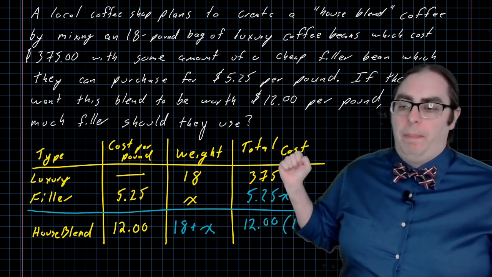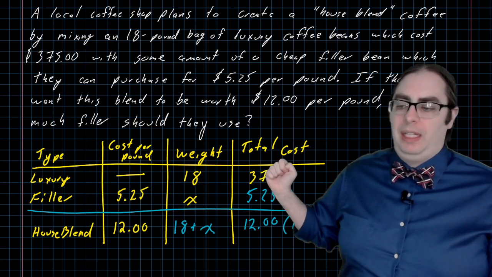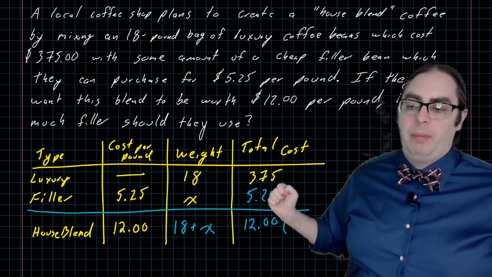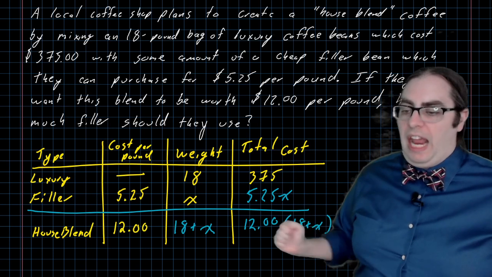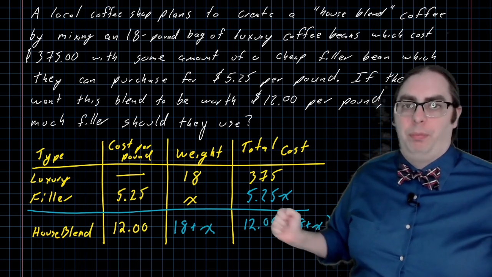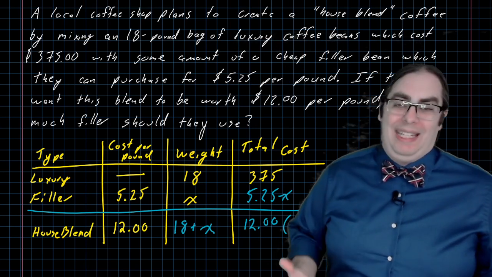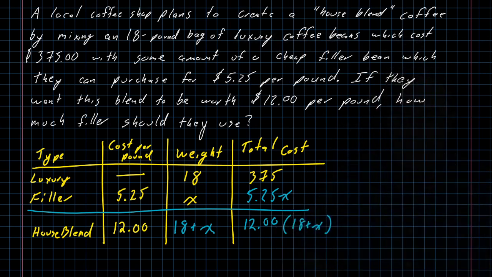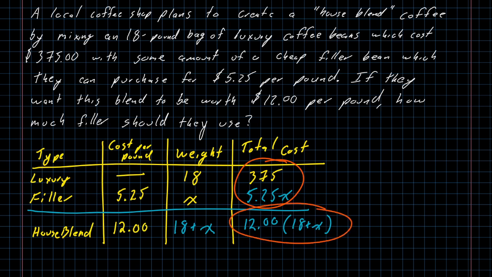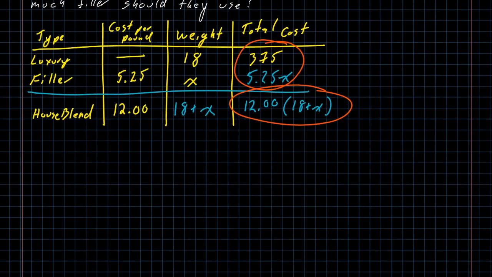We are making this by putting some amount of money into purchasing luxury beans. We're putting some amount of money into purchasing filler beans, and that's the amount of money that goes into the house blend. There's no other money that we're talking about, so we can't gain any money, we can't lose any money. It must be the case that the total cost of the things we're putting in is the same as the total cost of the thing we get out. That allows us to write an equation.